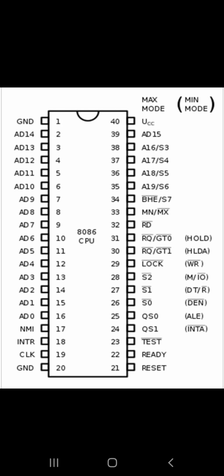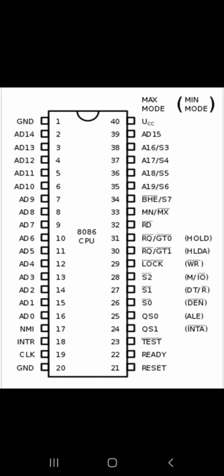Let us continue with the pin diagram of 8086. Firstly, let us go through a quick recap of what we discussed in the previous lecture. I have told you that 8086 is a 16-bit microprocessor, right? That was designed by Intel in the year 1978. It was the first 16-bit microprocessor in the market that was in 40 pin dual inline packaging, right?